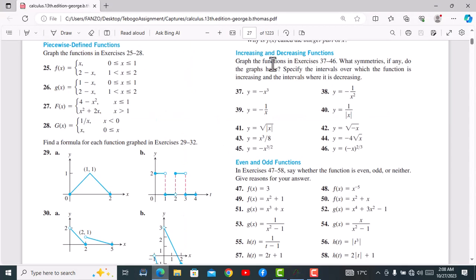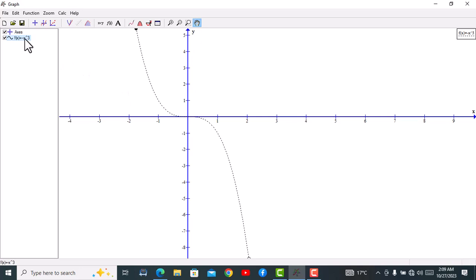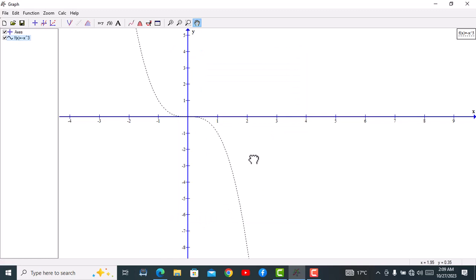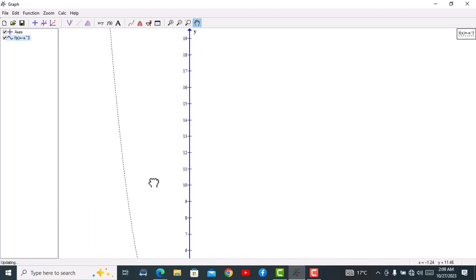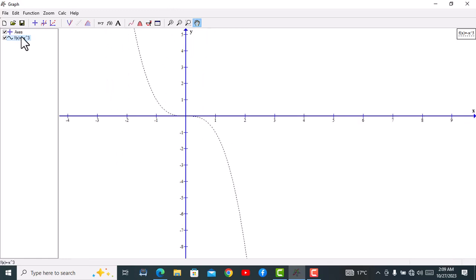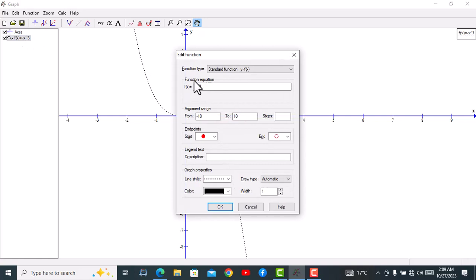Now the question says graph that, which is what I have done, and it was never specified the interval there, but I just want us to specify it for ourselves here. Let's say we start from minus 10 to positive 10, and let's draw that, and so that we can have something. Okay, that's fine.